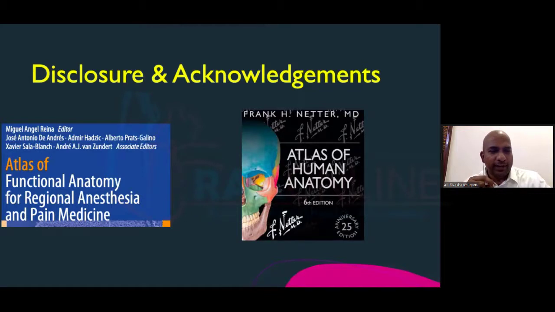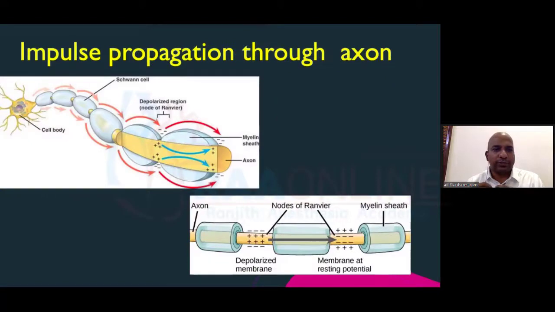I heavily used images from these two books. One is from Miguel Reina, Atlas of Functional Anatomy for Regional Anesthesia and Pain Medicine. I recommend every regional anesthesia enthusiast should have this book in hand. And I have some images from Netter's, for better explanation. I used these images under fair use in a copyright process, because I use them to educate a bigger society. I don't have any commercial value for that. So with that disclosure, let us move on to the topic.